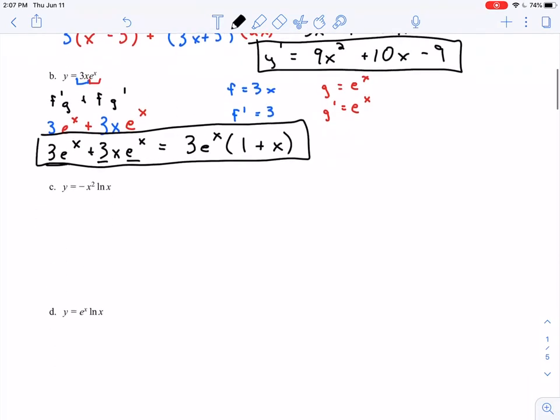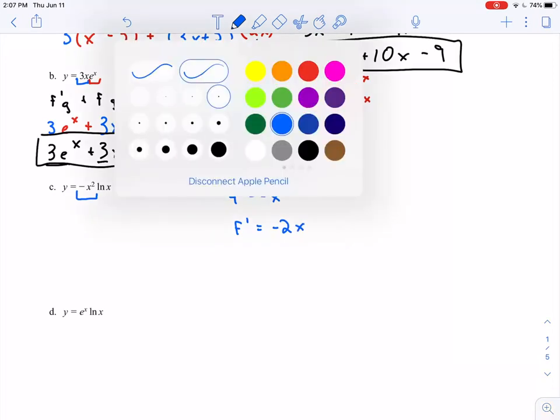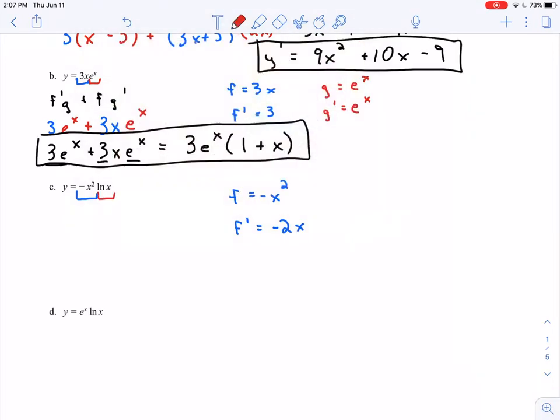Part C, I have y equals negative x squared times natural log of x. So again, I'm going to be very careful. I'm going to try and separate my functions. My f, that first function, is going to be negative x squared. So f is negative x squared. F prime is negative 2x. So g, that leaves me with natural log of x. G is natural log of x. G prime, derivative of natural log of x, is 1 over x.